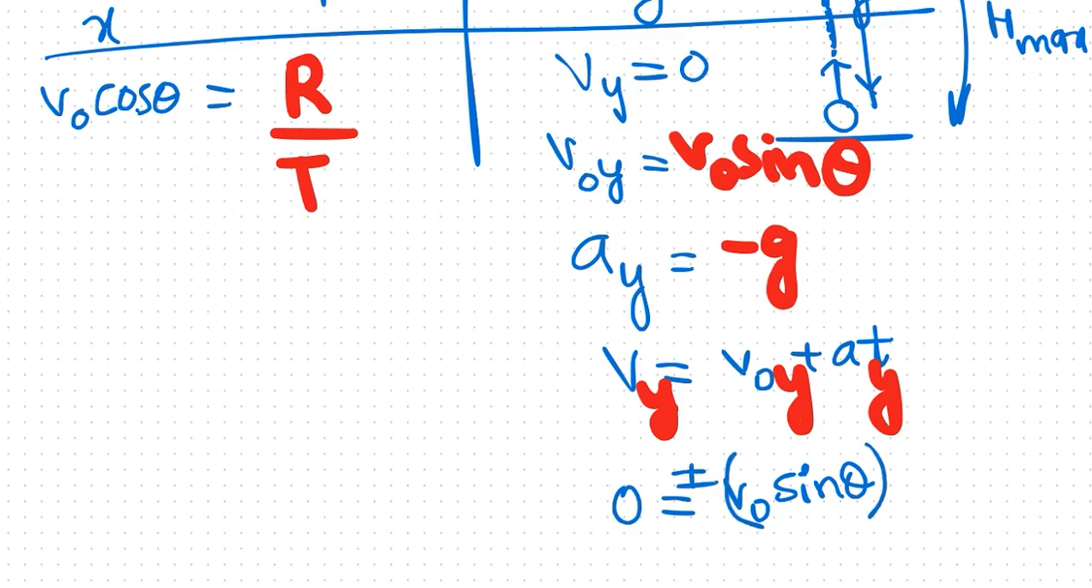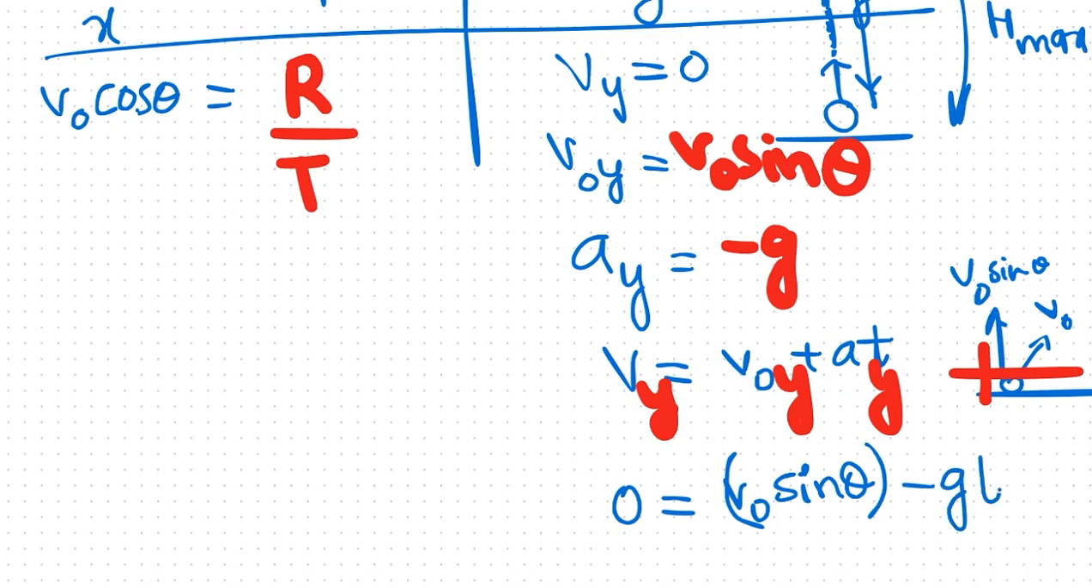Is it positive or is it negative? Which one is it? Positive. V naught is along like this, right? This is the V naught sine theta. So we place the coordinate axis like this. So this direction is obviously positive. So V naught sine theta is positive V naught sine theta. Sign convention is important. So what about a_y? Minus g t. Minus g t, okay?